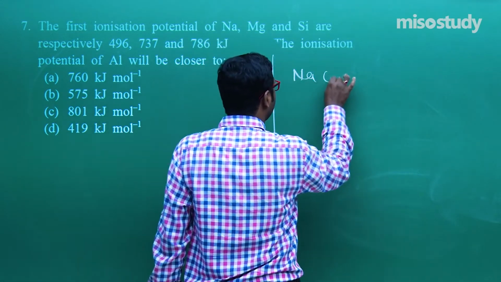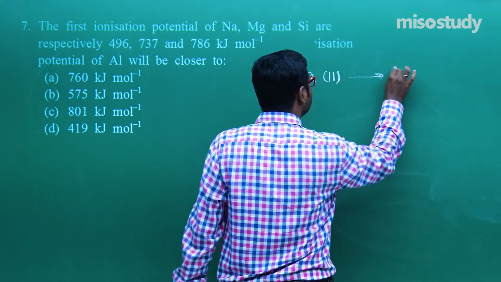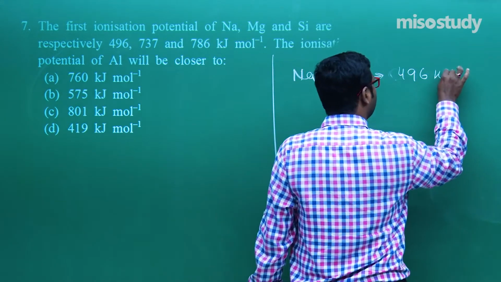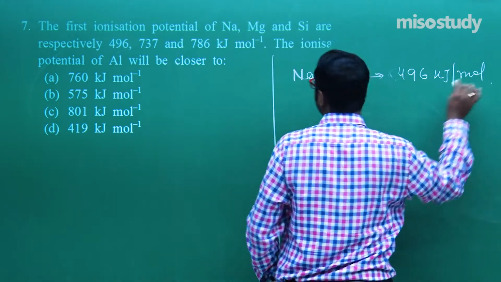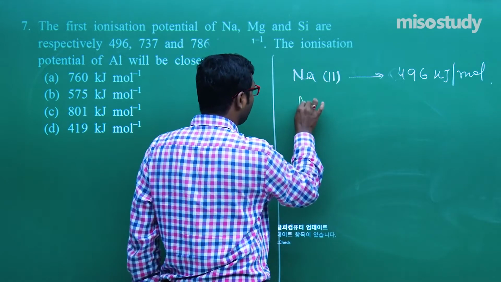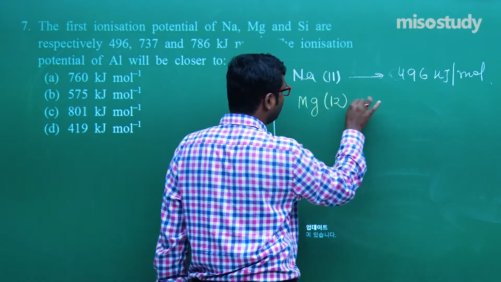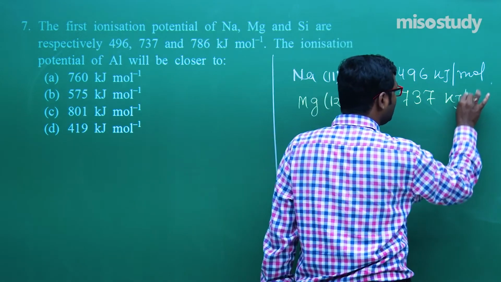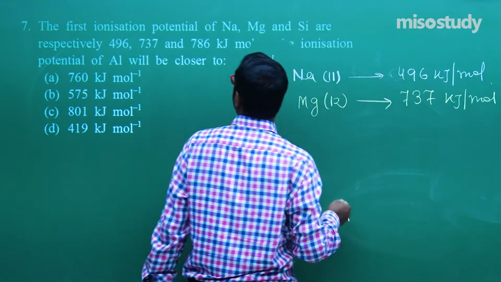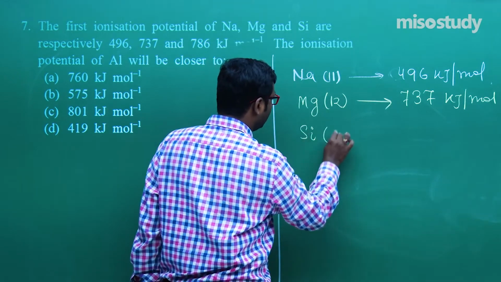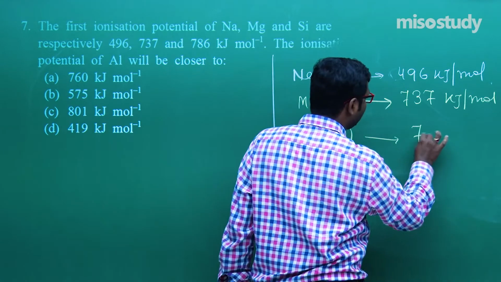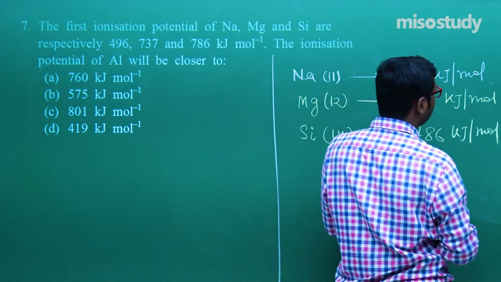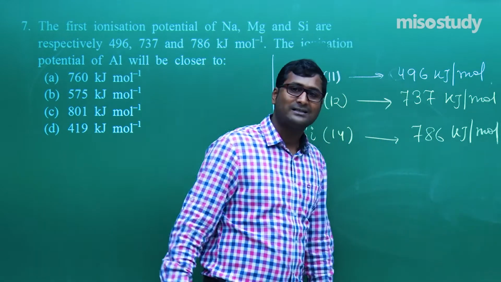Na, atomic number 11, the ionization energy is 496 kilojoule per mole. Then if I talk about magnesium, atomic number 12, that is 737 kilojoule per mole. If I talk about silicon, that is 786 kilojoule per mole. Clear? Now, what is the ionization energy?